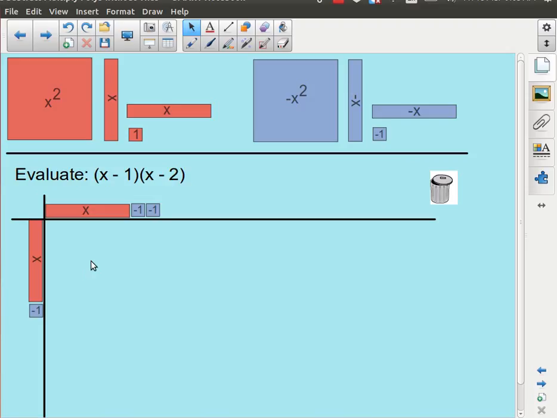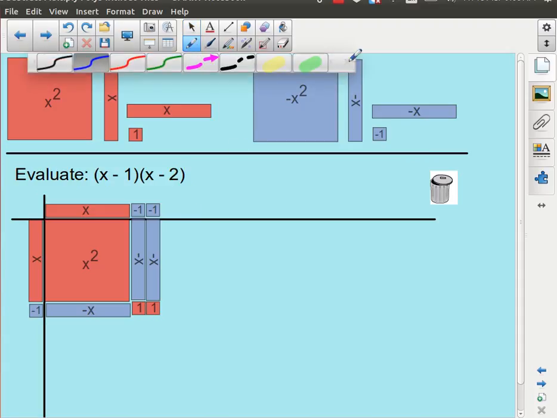And now I'm going to figure out the area. So the way that works, I'd line up my sides. So x times x gives me x squared. Negative 1 times x gives me negative x. Negative 1 times x gives me negative x. X times negative 1 gives me negative x. Negative 1 times negative 1 gives me positive 1. Negative 1 times negative 1 gives me positive 1. You can see I have now formed an area, and that area is my answer.